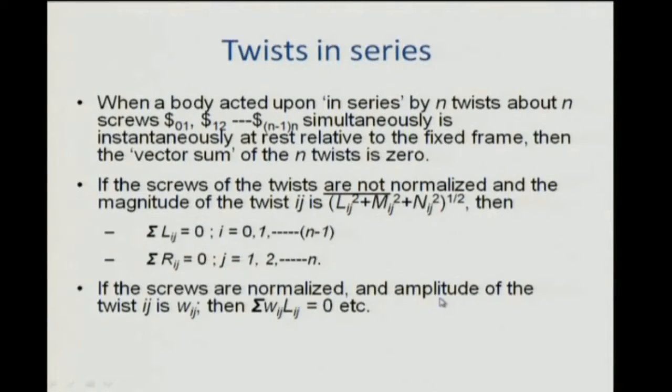So then you similarly have twists acting in series. If you have n twists acting about n screws, now I have a two index system, two sets of indices for each screw. We again say the vector sum of the n twists is 0. Depending on whether it is normalized or not normalized, you have either this term or the weighted term coming through.